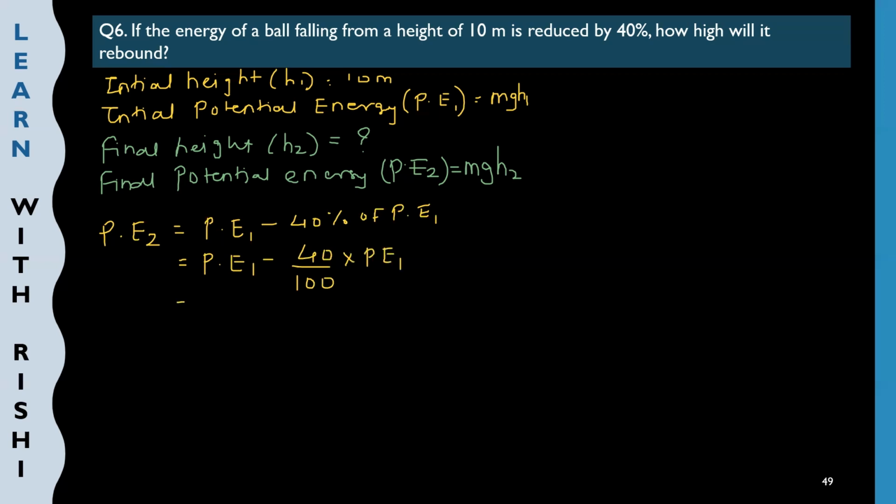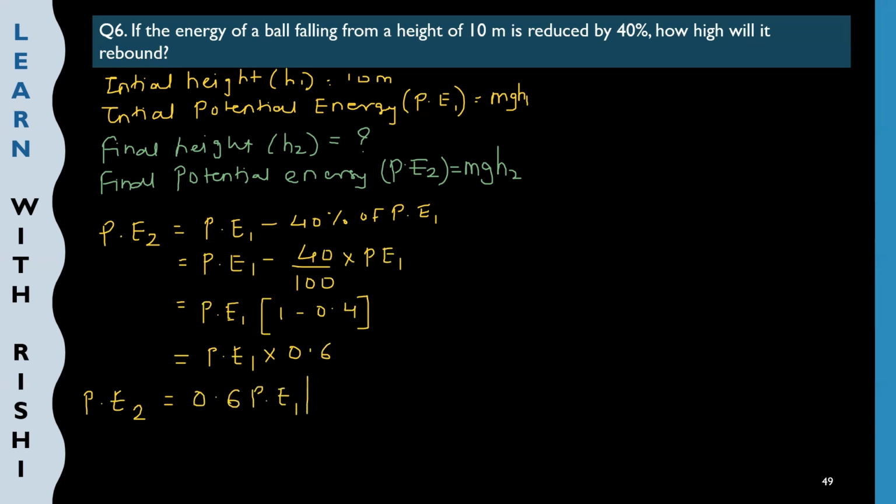So from here I can take potential energy 1 as common. So in the bracket here it will be 1 minus 0.4. Right? 40 divided by 100 is 0.4, and if I take potential energy 1 as common from both the terms, I will get 1 minus 0.4, that is equal to potential energy 1 into 0.6. So finally I will get potential energy 2 is nothing but equal to 0.6 times potential energy 1. So this is a very, very important step of this solution.